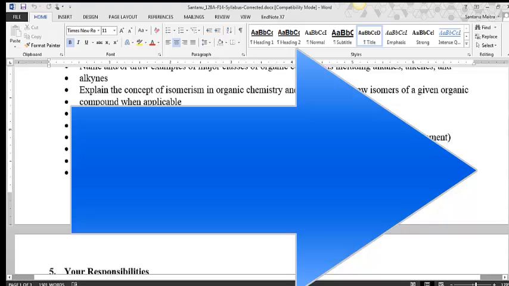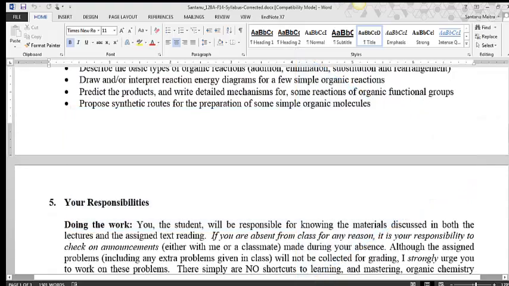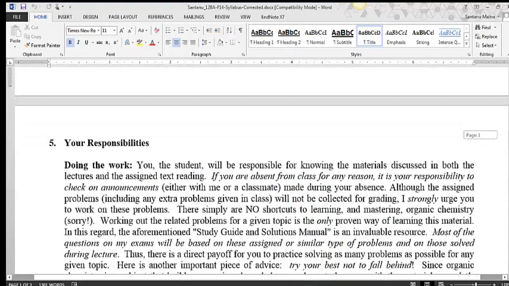Then predicting products, writing reaction mechanisms, which gives you a real good control over understanding organic chemistry. Hopefully at the end of this course, you will have some mastery in the mechanism of action for various organic reactions.